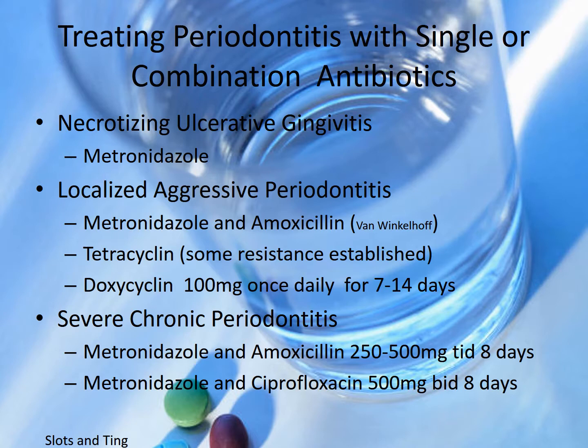However, there have been some bacteria that have shown to be resistant in the past, and therefore tetracycline is no longer commonly used. Doxycycline at 100 milligrams once a day for 7 to 14 days has also been shown to be effective. There have also been cases where clinicians are starting to use antibiotics for severe chronic periodontitis. Metronidazole and amoxicillin again, and then metronidazole and ciprofloxacin.